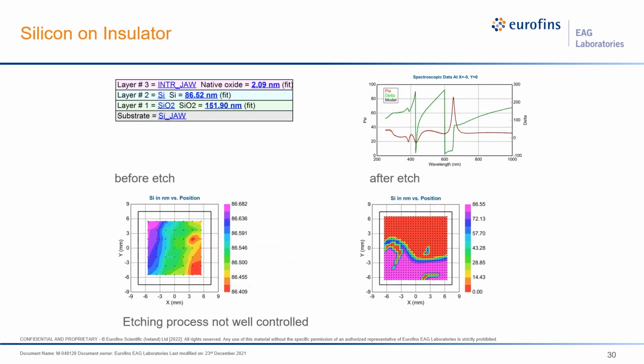In this example, again an example of measuring as a function of position, we measured how well the wet etching of a silicon on insulator sample could be controlled. On the left-hand side, you see the model we used for the silicon on insulator sample. The fit to the data is shown on the right-hand side. At the bottom left, you see a contour plot of the silicon thickness before the etching. On the right-hand side is the contour plot of the silicon thickness after the etching.